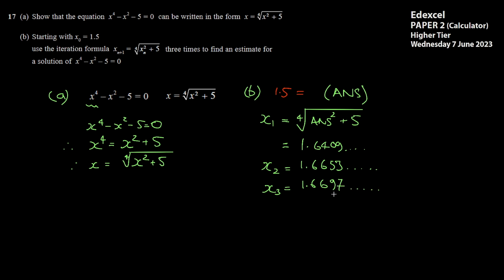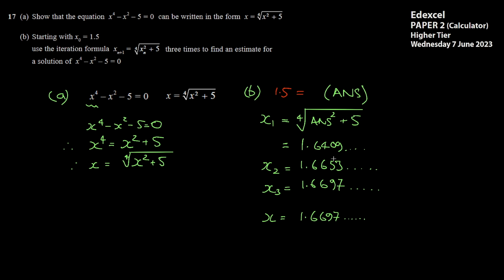So the estimate for the solution of the equation x to the fourth minus x squared minus 5 is equal to 0 is indeed that x equals 1.6697, which is our last answer that we got through the routine.